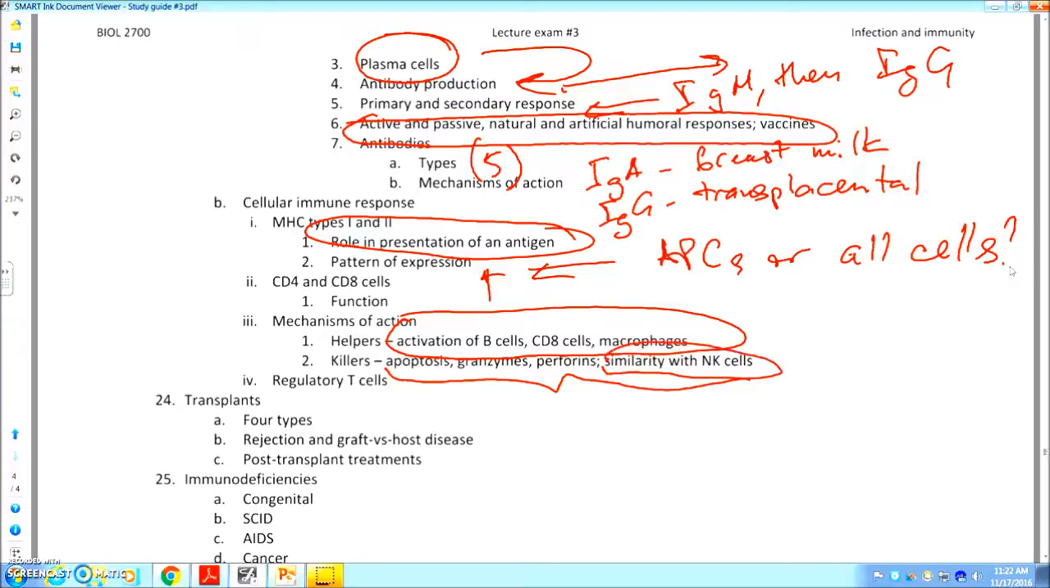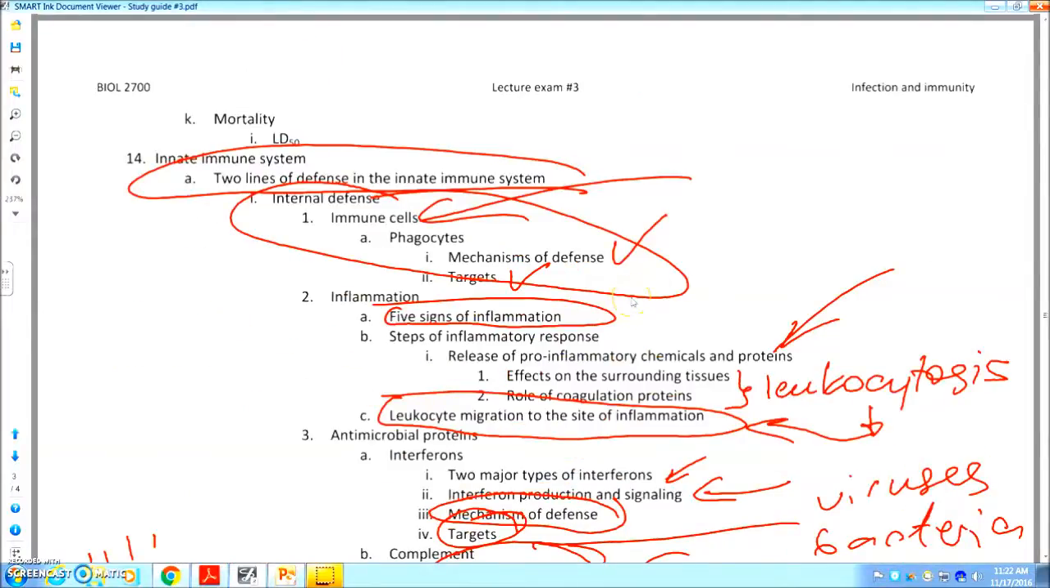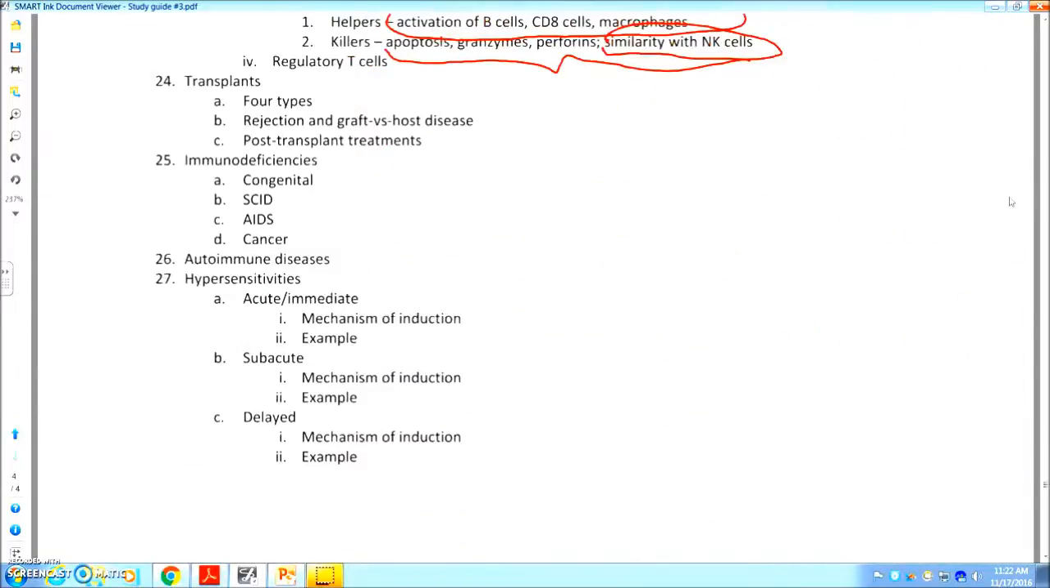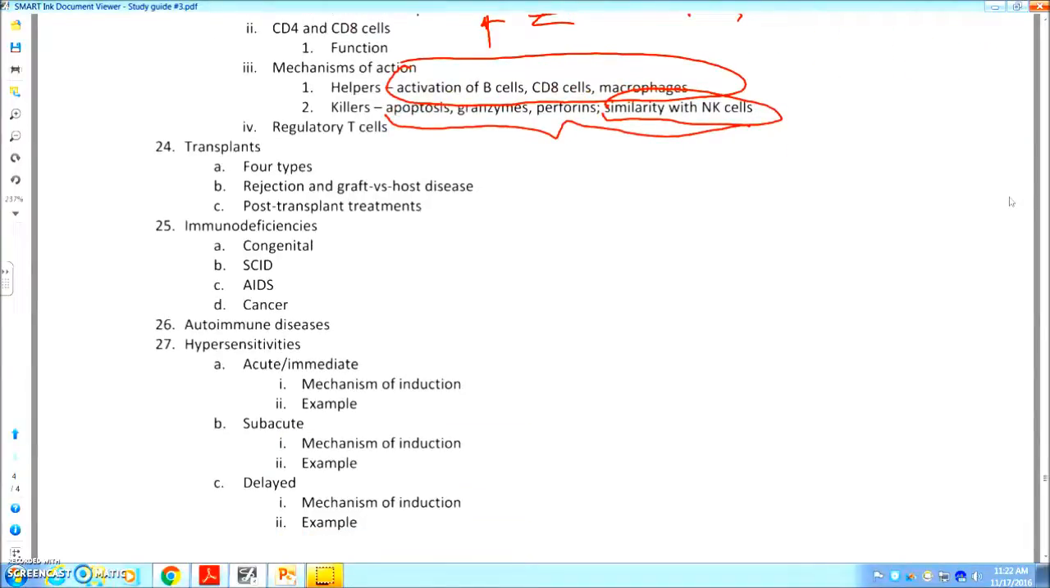Similarity with NK cells. Essentially, you can say that NK cells, natural killer lymphocytes, are fairly nonspecific. We talked about them right here: the natural killers, the immune cells, NK, macrophages, granulocytes. So essentially CD8s are like NK cells, but they can target a very, very specific cell.